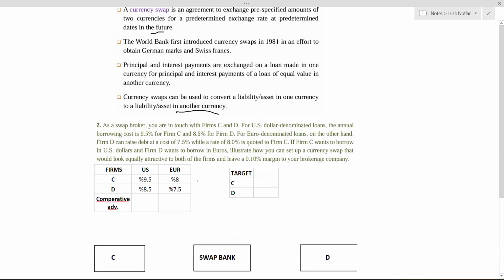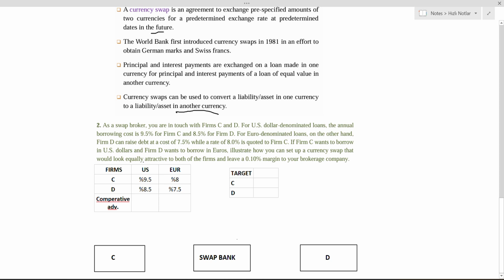The question says that as a swap broker you are in touch with firms C and D. For US dollar denominated loans, the annual borrowing cost is 9.5% for firm C and 8.5% for firm D. For euro denominated loans, on the other hand, firm D can raise debt at a cost of 7.5% while a rate of 8% is quoted to firm C. So I've already written these numbers here.